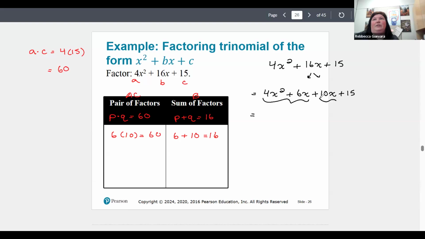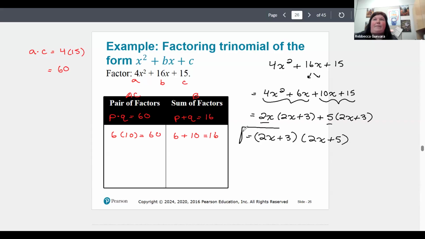So we'll do a group here and a group here. So both of these are divisible by 2 and x, leaving me with 2x plus 3. Both of these are divisible by 5. If I divide a 5 out, then I'm left with 2x plus 3. And now if I pull out my 2x plus 3, because it's the same binomial in both, we're just left with the 2x plus 5. And if you want to, you can go back and check that one as well.